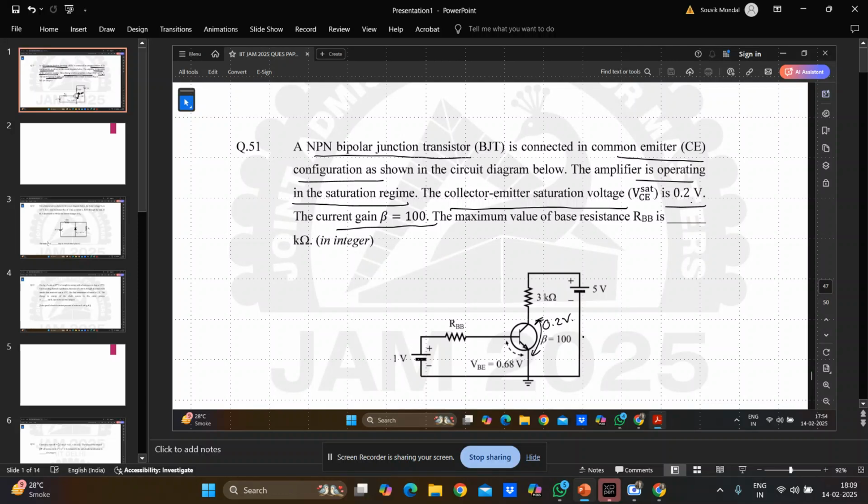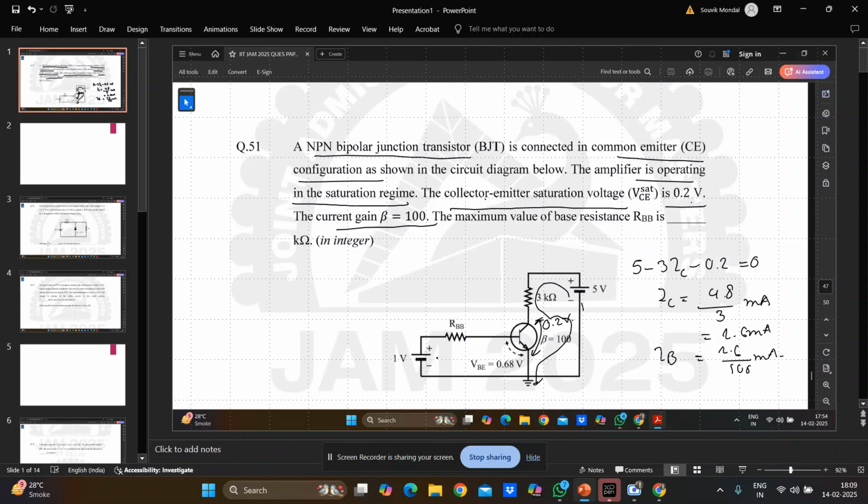So you first apply KVL in this loop, going in this way, coming to ground. So 5 minus 3 into IC minus 0.2 is basically 0, because in this region there is no resistance. So IC is 4.8 by 3. In units of milliampere, it is 1.6 milliampere IC. So you can simply get IB equal to IC by beta, that is 1.6 by 100 milliampere.